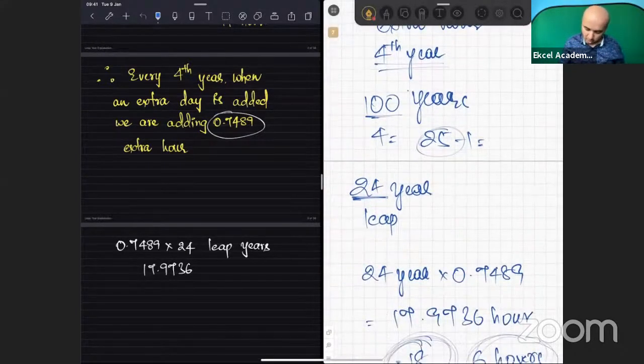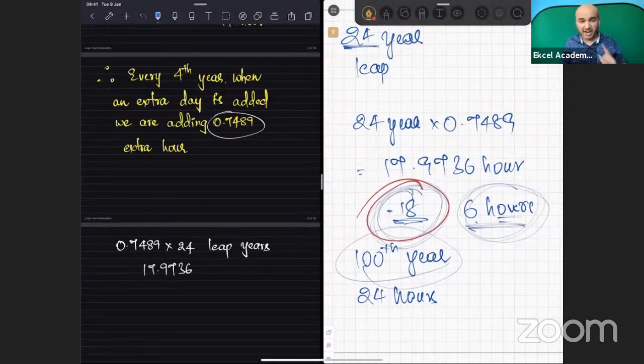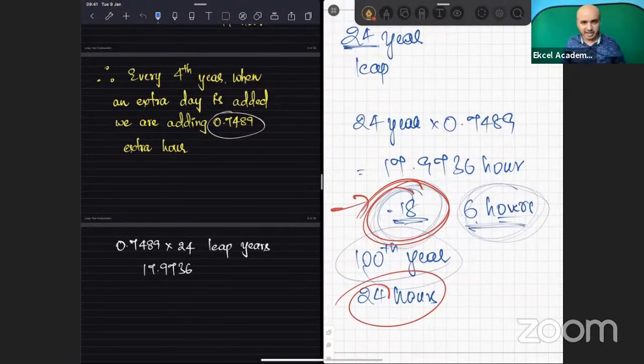If it gets accumulated, how much will it come to? It comes to 18 hours. So what we do, every 100th year, we consider that as a non-leap year, but it's only 18 hours. If you deduct one day, you will actually lose 24 hours. So in the process of ignoring this additional time, we are actually ignoring 6 hours.